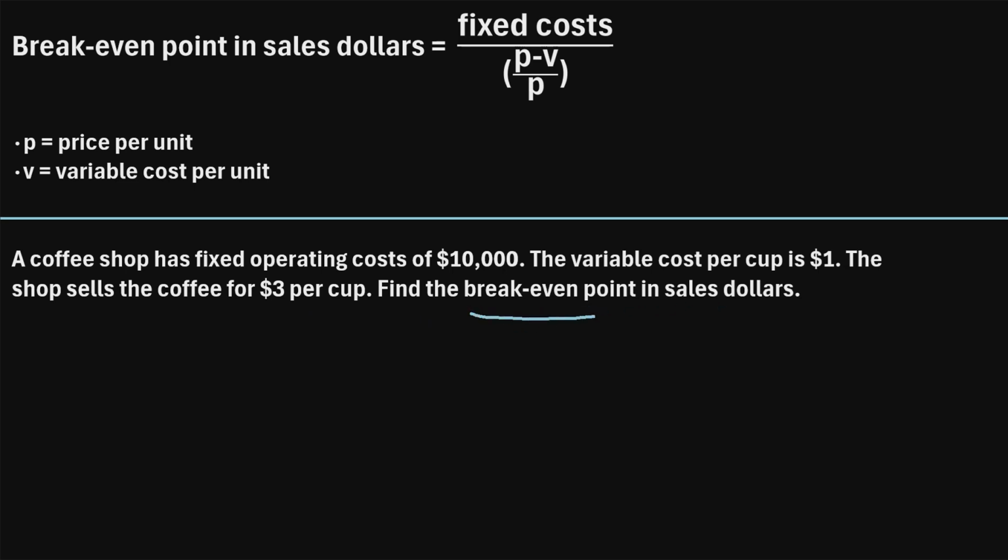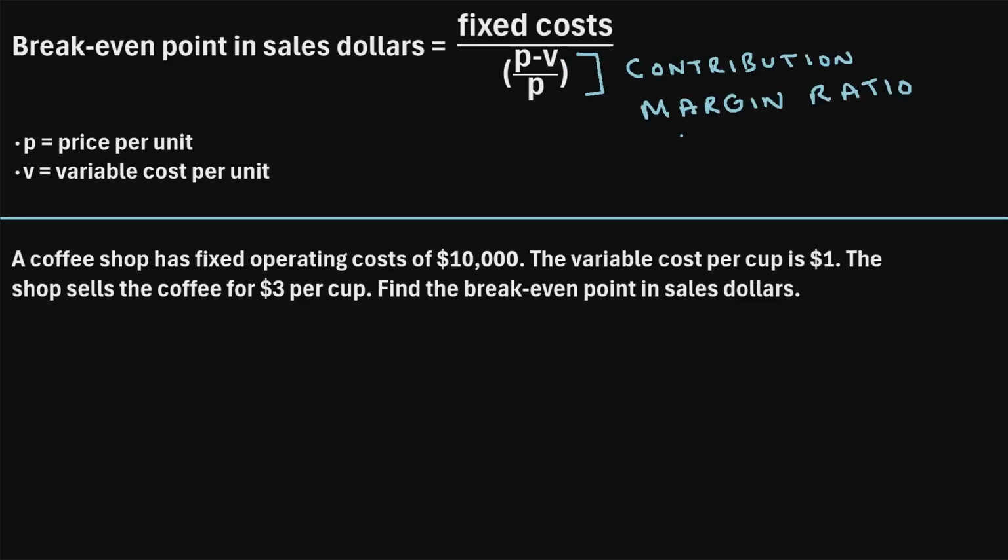So the break-even point is simply the point where the revenue that the business earns is equal to the cost. Now, to calculate this break-even point, we can use this nifty formula up here. We take the fixed costs and we divide them by (P minus V) divided by P, where P is the price per unit and V is the variable cost per unit. Now, this denominator right here is also known as the contribution margin ratio. And this simply tells us for each dollar of sales that we make, what percent of that dollar we actually get to keep after subtracting the variable costs.